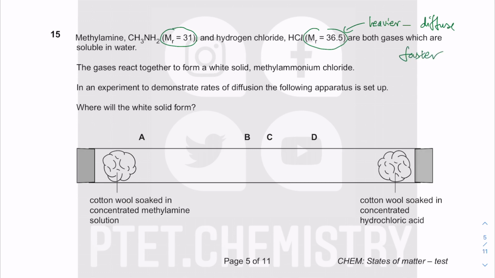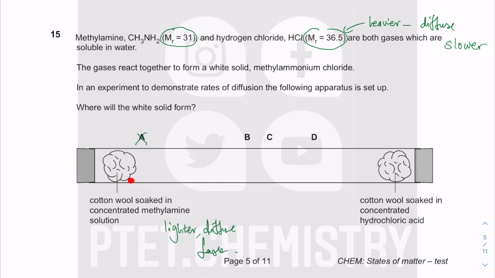If you diffuse faster, you travel at a faster speed. This one diffuses slower because it is heavier. So this will diffuse faster. This one is lighter, so it diffuses faster. So A is definitely out.